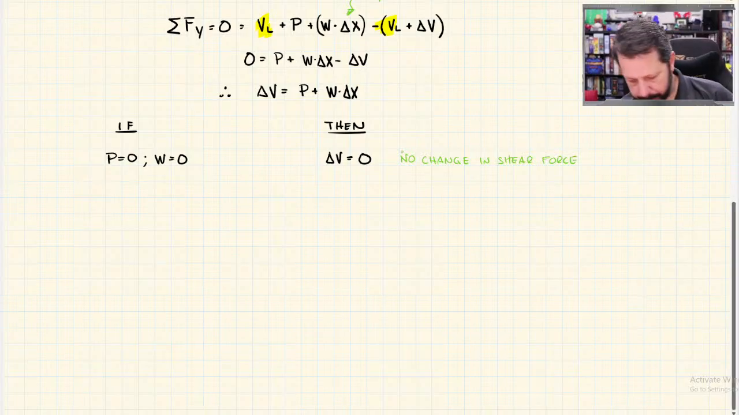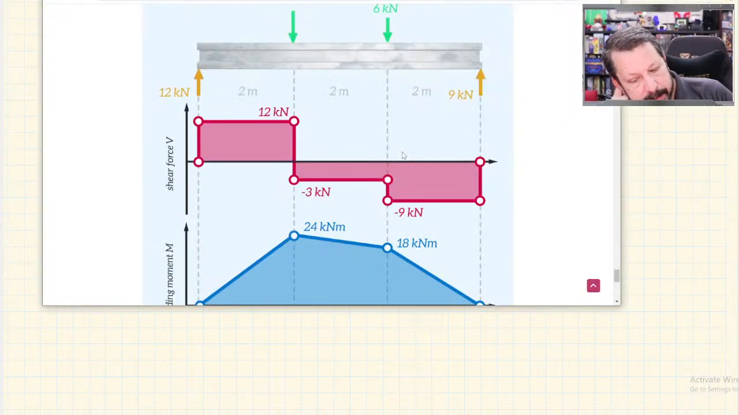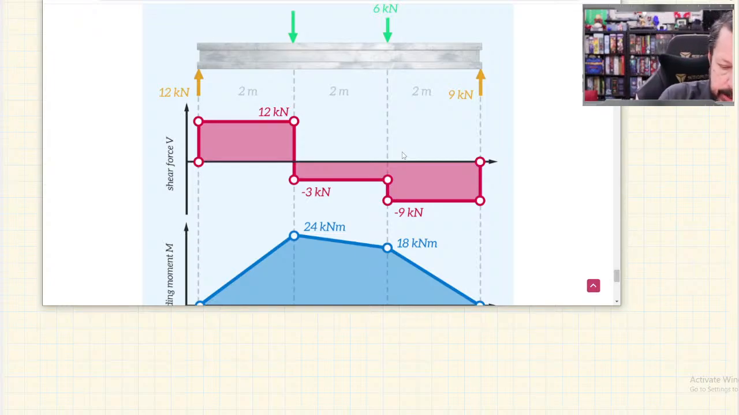And remember, in our little picture that we were looking at, you can see that. The first section, I can't draw on here, but the first section here is just flat. It says that there's 12 kilonewtons of shear, and it doesn't change. There's no change in the shear force from this yellow arrow to this green arrow. And then from the green one to the next green one, there's also no change. It's a different value than it was in the first little segment there, 12 to -3, but there's no change in the shear between those two arrows because there's no point load between them and there's no distributed load between them. So that's kind of what this rule is saying.